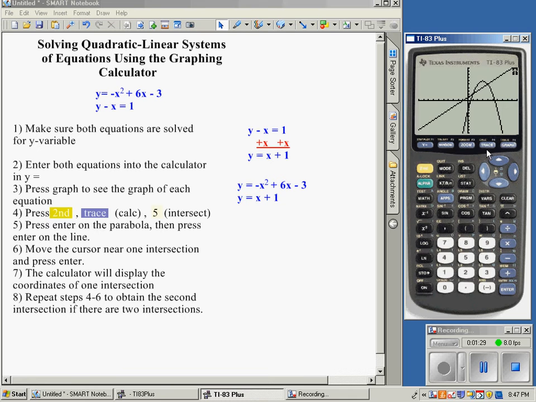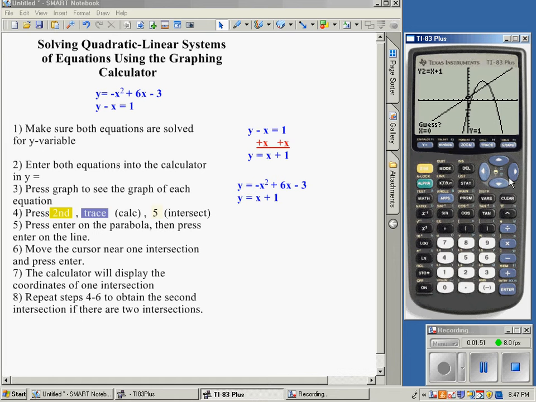First we hit second, trace, and that gives us a list of options that we can calculate. We want to find the intersections, so we're going to hit choice 5. The calculator then prompts us to select a curve. It doesn't matter whether we select the quadratic or the line, as long as we select one and then the other.